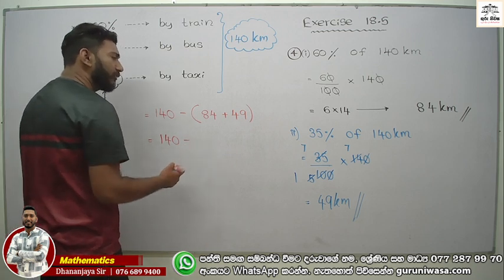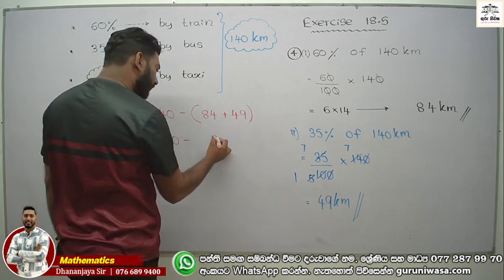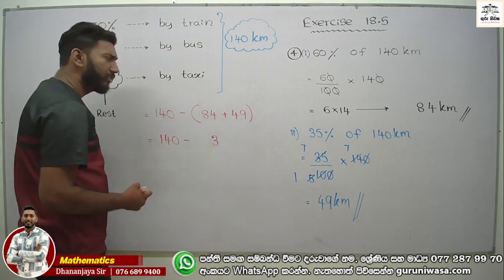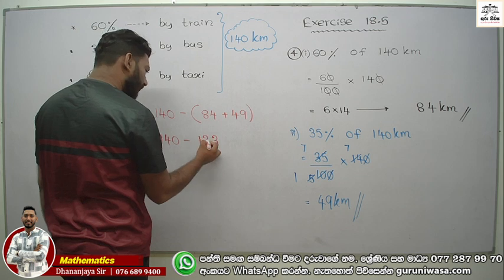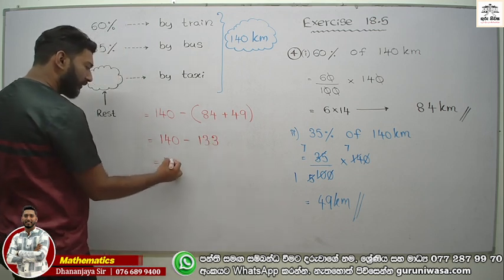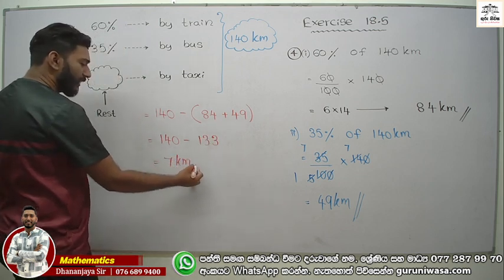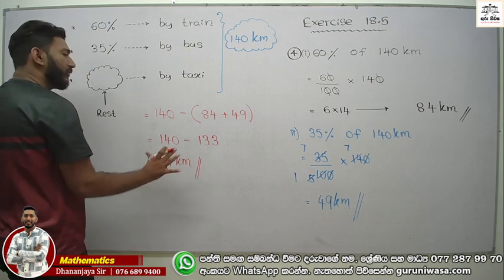Now the answer becomes 9 and 4 is 13, 1 remainder, and again 13. Now the answer becomes 7 kilometers. And this is method number 1.